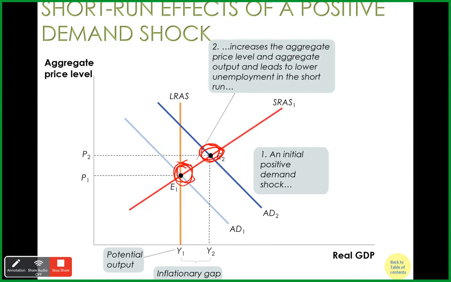But currently in the short run, there's a gap, and this gap is called an inflationary gap. The name comes from the fact that if you look at the short run equilibrium here, the price level is above the long run equilibrium, because the economy was hit by a positive demand shock.